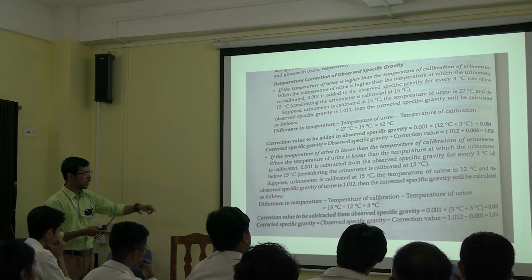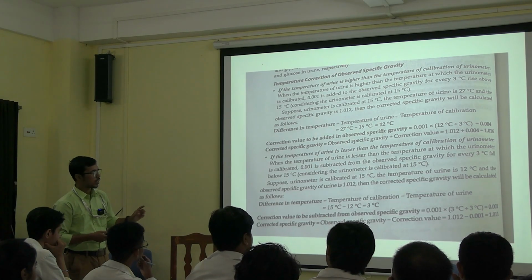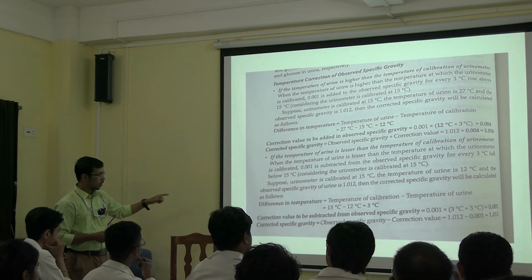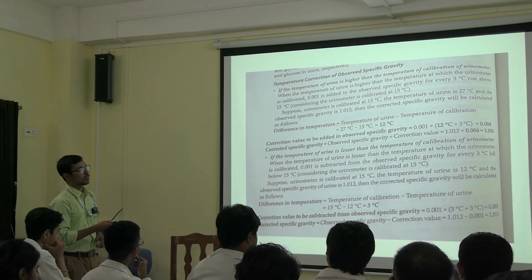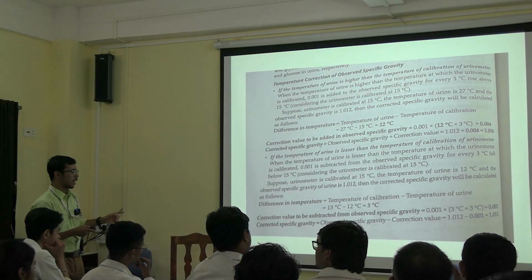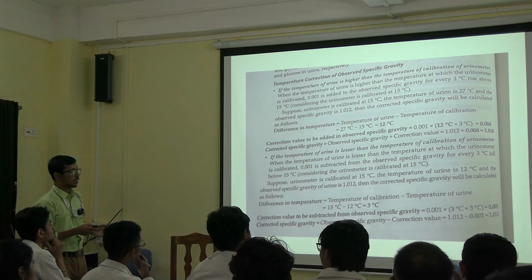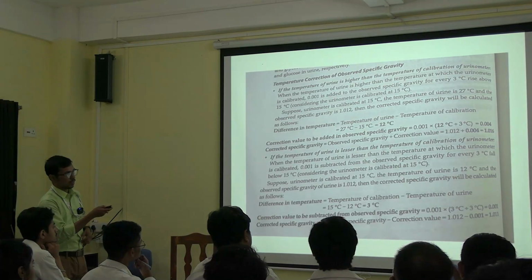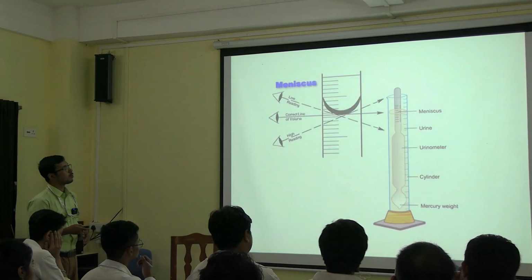So the difference in temperature is: the temperature of calibration of the urinometer was 15 degrees centigrade and the sample was 12. So the difference is 3. So for correction we get 0.001 into 3 divided by 3, that is 0.001. So the corrected specific gravity will be the observed specific gravity minus the correction value. Then we can get the corrected value.